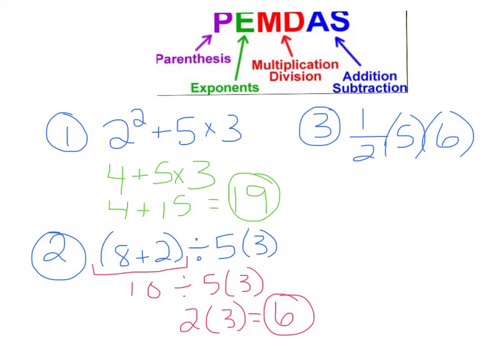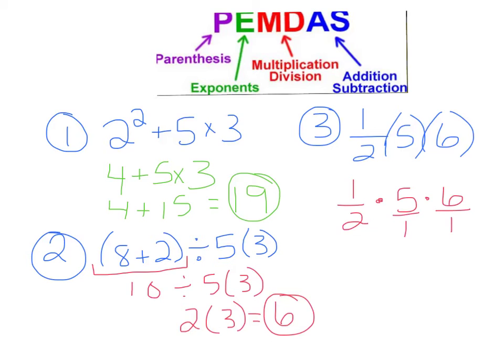Okay, number 3, we have 1/2 parentheses 5 parentheses 6. Well, if we remember again, just a number inside of a parentheses next to another number means we're simply multiplying everything together. So this is no different than 1/2 times 5 times 6. It's the exact same thing. Well, we can actually write 5 as 5 over 1, and we can write 6 as 6 over 1. It's the same thing. Now yesterday we learned how to multiply fractions.